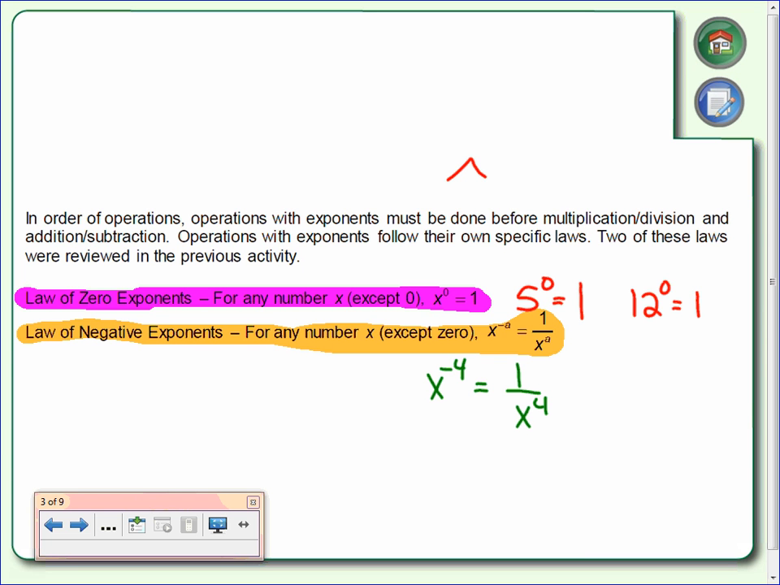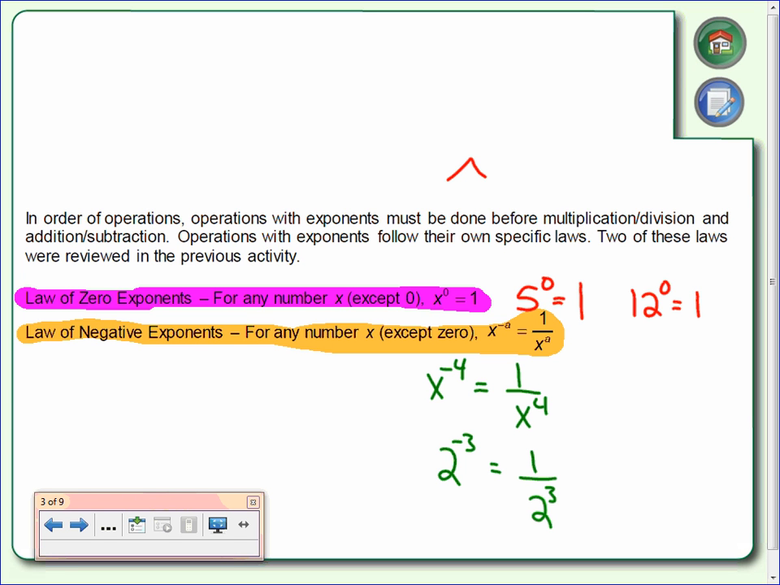I'll give you another example. Let's try 2 to the negative 3 power. Again, that's against the law. We can't have negative exponents. So what we do to fix this is we simply rewrite this as 1 over 2 to the positive 3 power. So all we're doing is changing the negative exponent to a positive exponent. But in order to do that, we need to write it as 1 over that base and positive exponent. And you'll see why we do that in a minute.